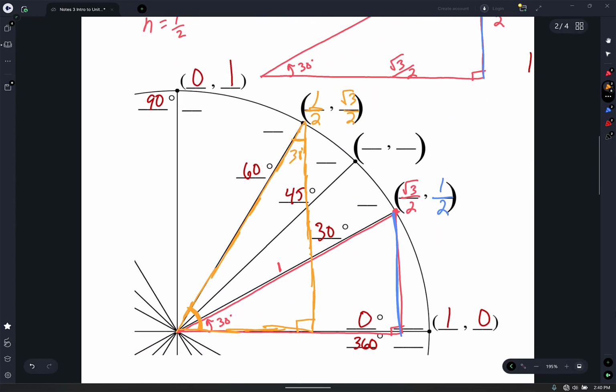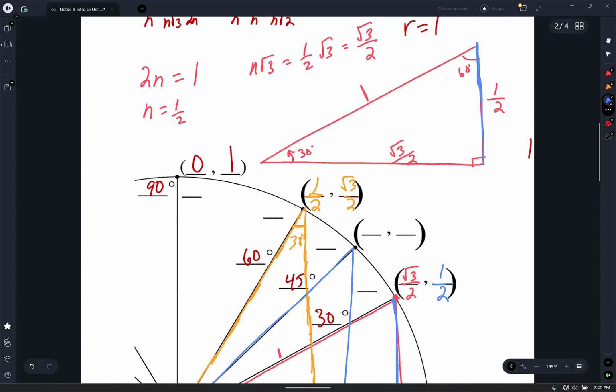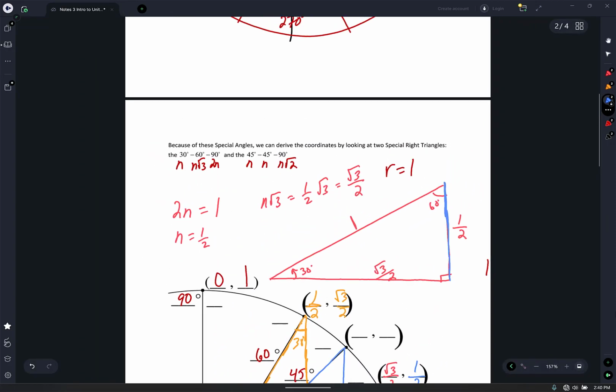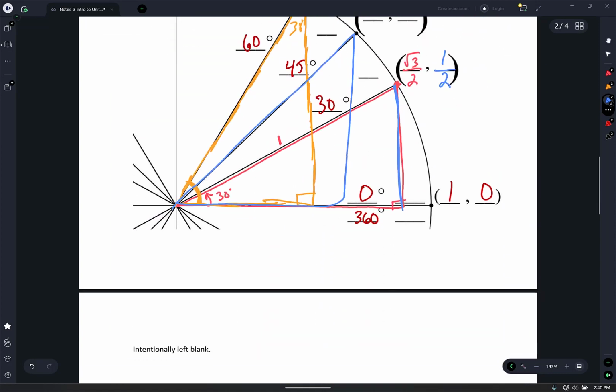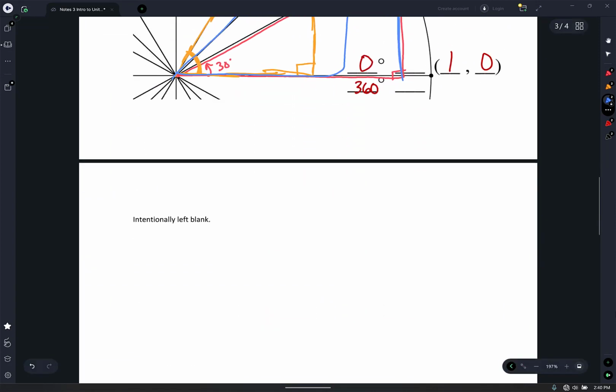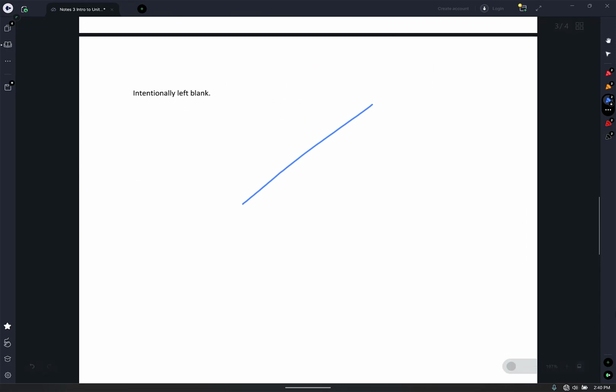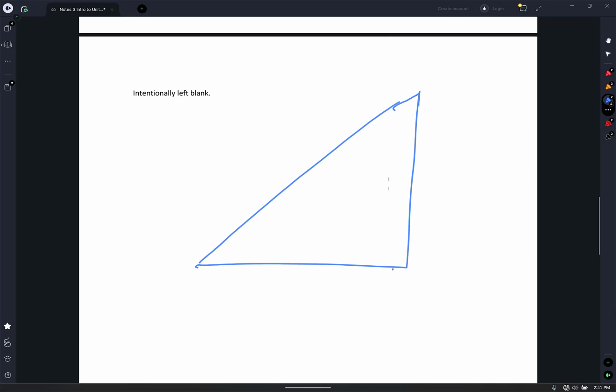All right, 45, 45, 90 triangle. It's right here in sky blue, I guess. And I'm just going to draw it here because it doesn't fit anywhere. So I'm going to draw it in the intentionally left blank. Perfect. I got a lot of space back then. So here's my 45, 45, 90 triangle. Let me make it big. 45 degrees, 45 degrees. Remember that the radius is 1.